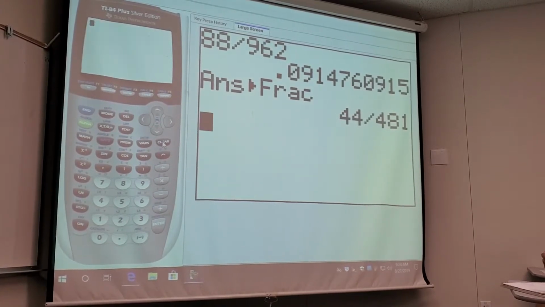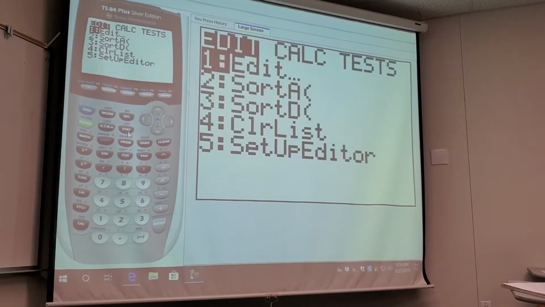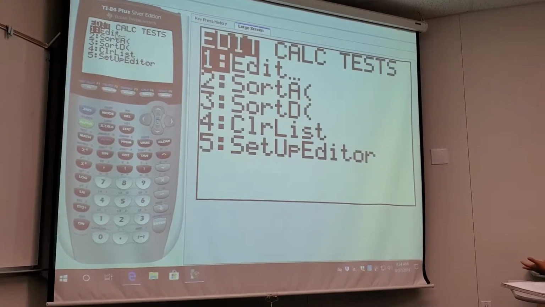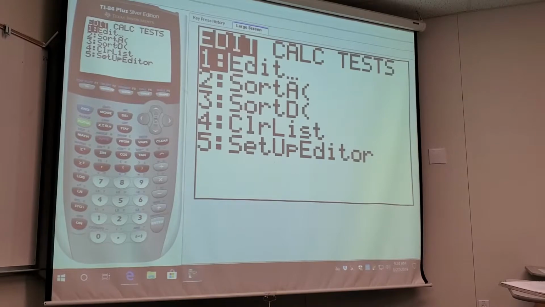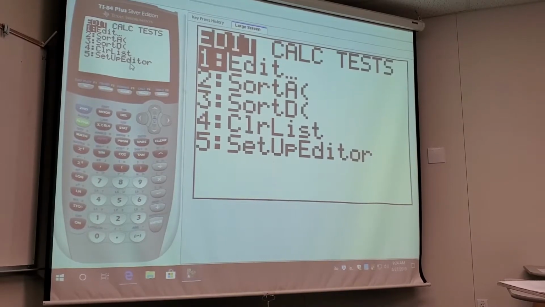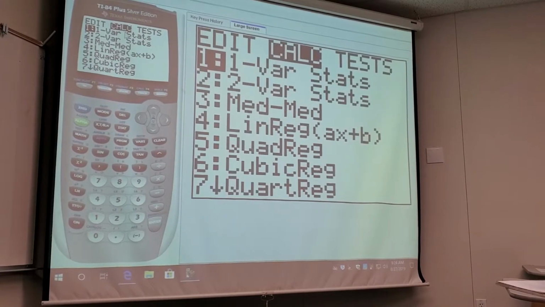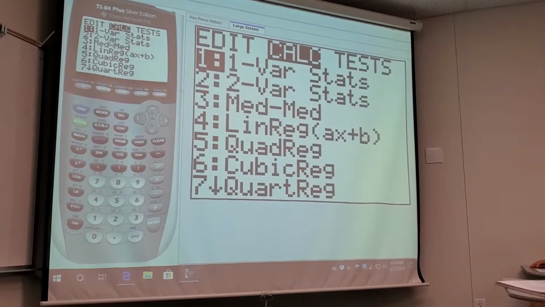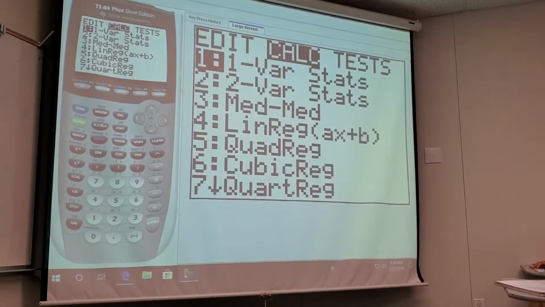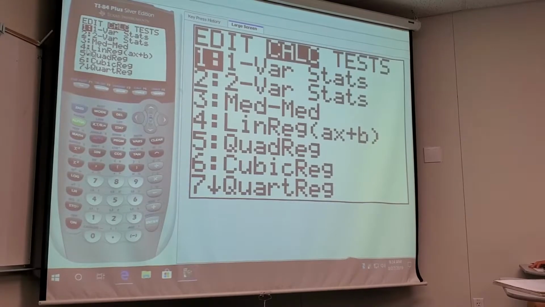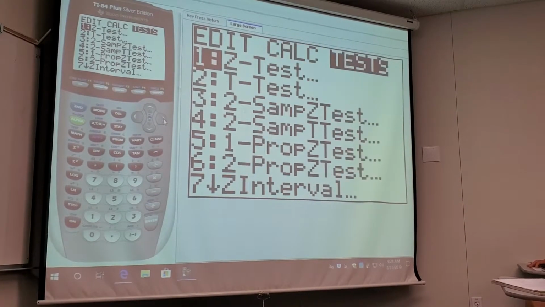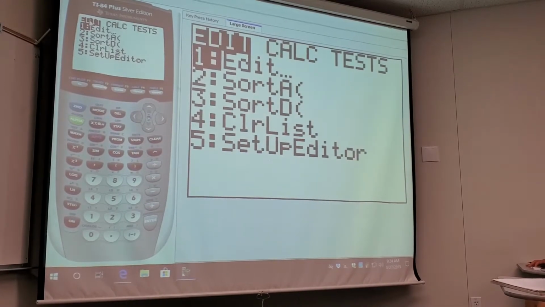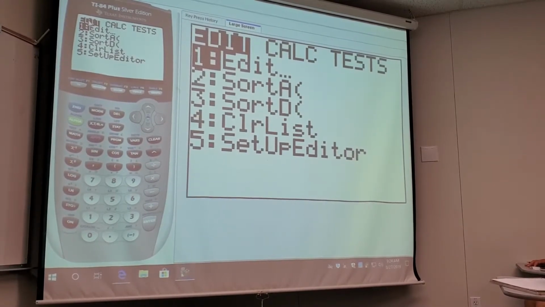All right, so hit the stat button. From here, you can already see there's my sort stuff, but I haven't told the calculator any data yet. There's clear list. There's also calc, where I can calculate 1 variable statistics, 2 variable statistics, and then other stuff we don't know yet. And there's tests, which we really don't know yet. So edit is where I can put data in. So everybody select edit.